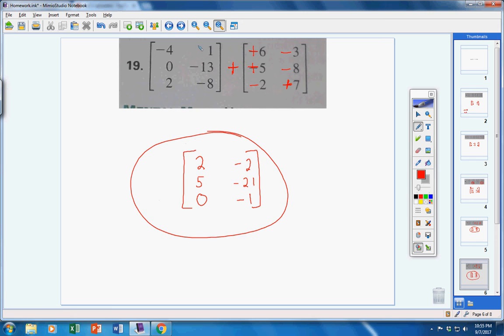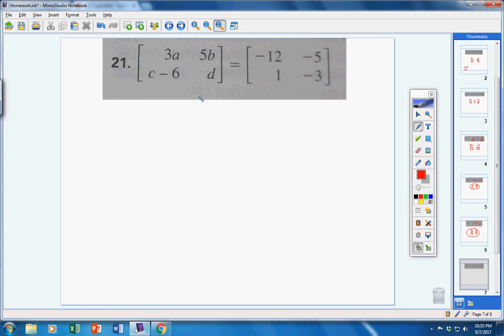Pretty simple, okay? Now, number 21. This is interesting. Notice we have a 2 by 2 equal to a 2 by 2, okay? And what I told you in your notes is anytime that two matrices are equal, that means that this entry or element, whatever you want to call it, has to equal this. This has to equal this. This has to equal this. And this has to equal this. So what you have here, basically, students, are just a bunch of equations. Look, this has to equal this. Oh, I'm sorry, I never read the directions. We're solving for A, B, C, and D.